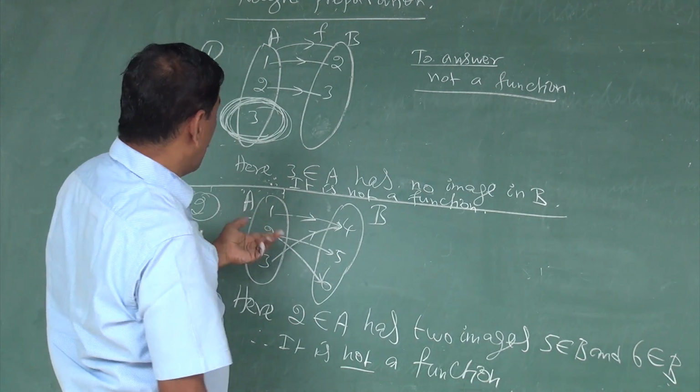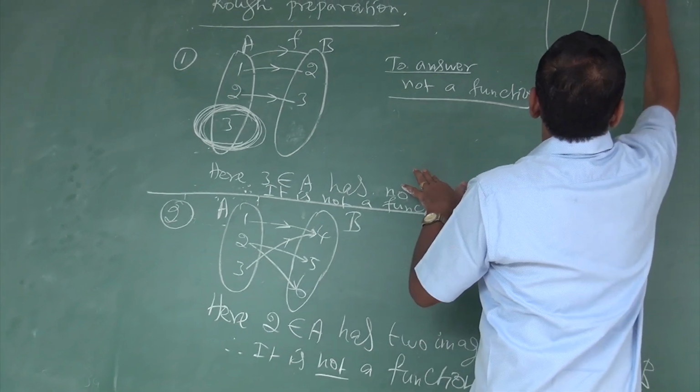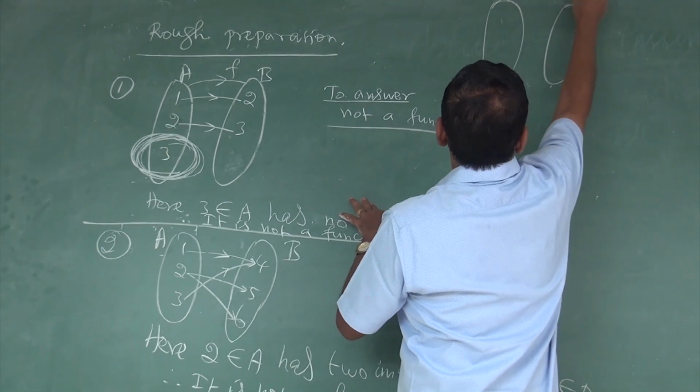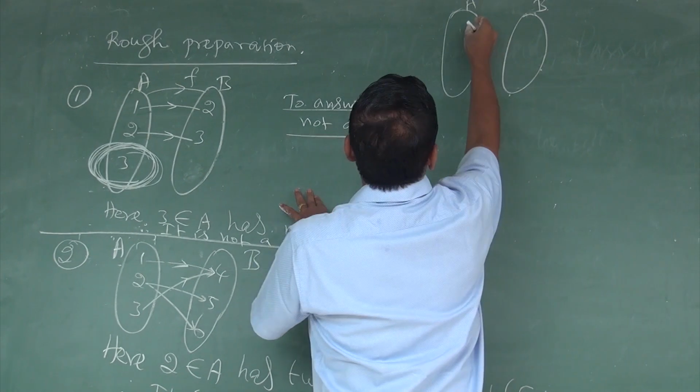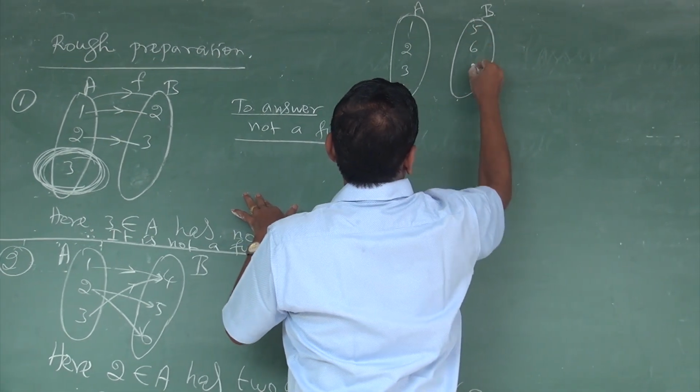That's all. And suppose, listen, A set, B set, and 1, 2, 3, 4, 5, 6, 7.